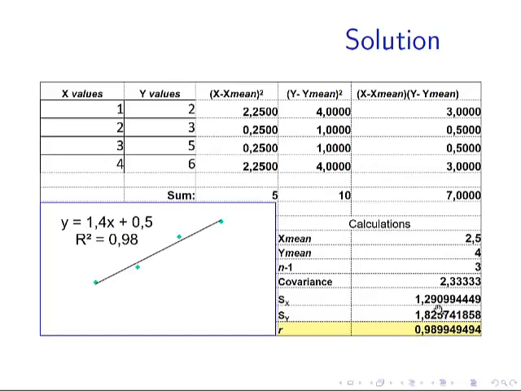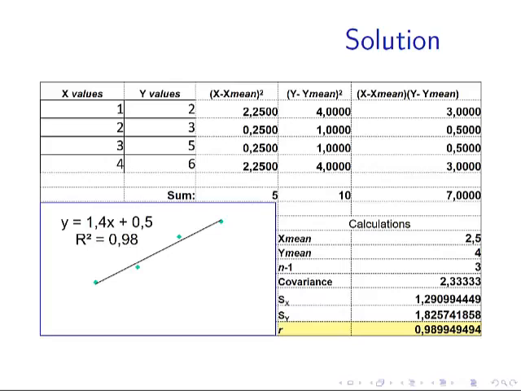By knowing covariance, standard deviation of x and standard deviation of y, we may find correlation coefficient. Correlation coefficient equal to covariance over Sx multiplied to Sy. And it gives us 0.98. Next is the coefficient of determination, which we need to find. Coefficient of determination equal to square of coefficient of correlation. If you find the square of this number, you will obtain approximately 0.98.